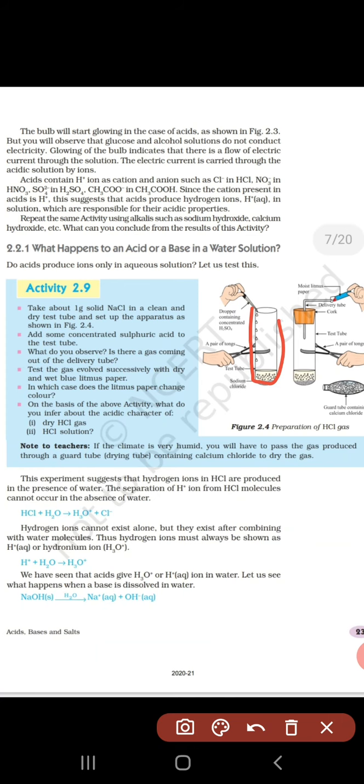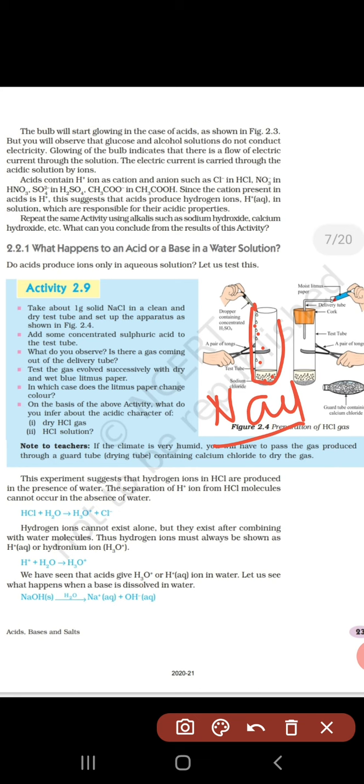Add sodium chloride, that is NaCl, which is present in solid form also. Now add dropwise sulfuric acid. Why do we add sulfuric acid dropwise? Because sulfuric acid is a very dangerous acid. When we add it directly, it blasts.